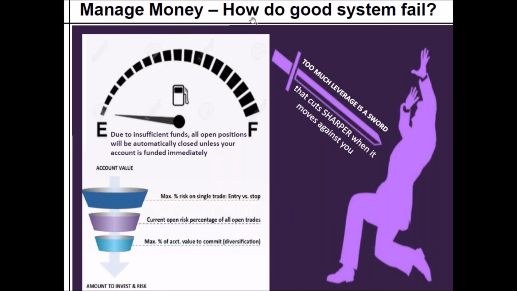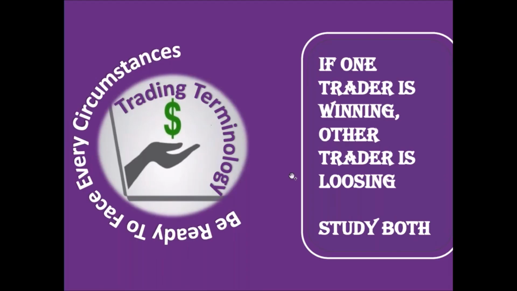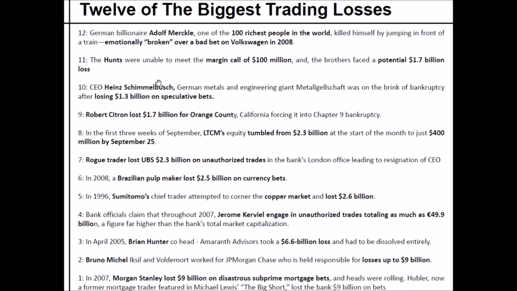Manage money. Okay, how do good systems fail? Too much leverage is a sword. So all those brokers giving you leverage of say 10 times, 40 times, it's lethal. Don't do that. Risk is something you should actually control, so every trade should have a stop loss. If one trader is winning, another trader is losing, you should understand that. It's a very important thing.